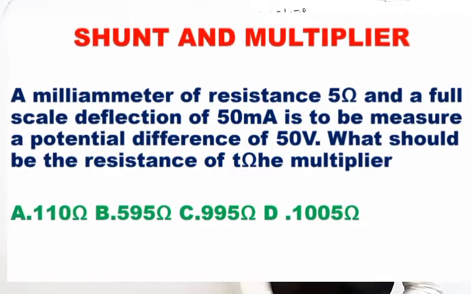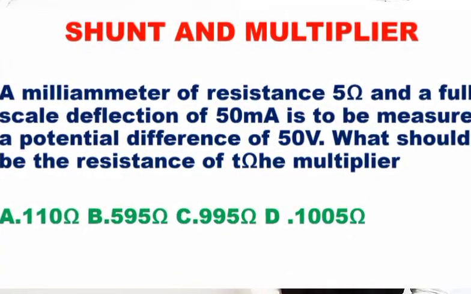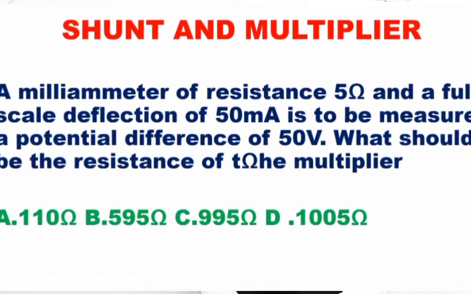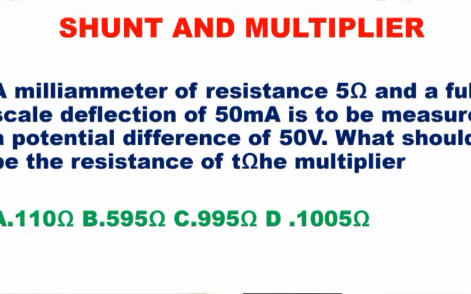A milliammeter of resistance 5 ohms and a full scale deflection of 50 milliamperes is to be used to measure a potential difference of 50 volts. What should be the resistance of the multiplier?